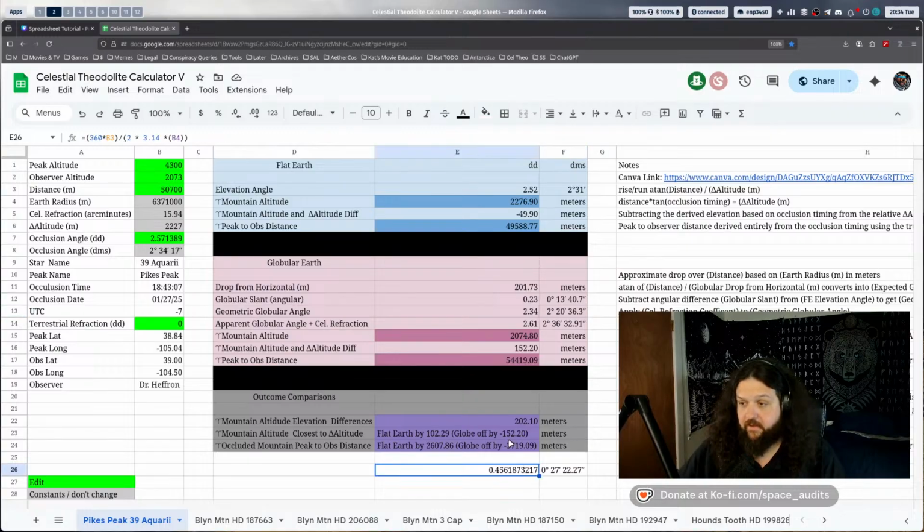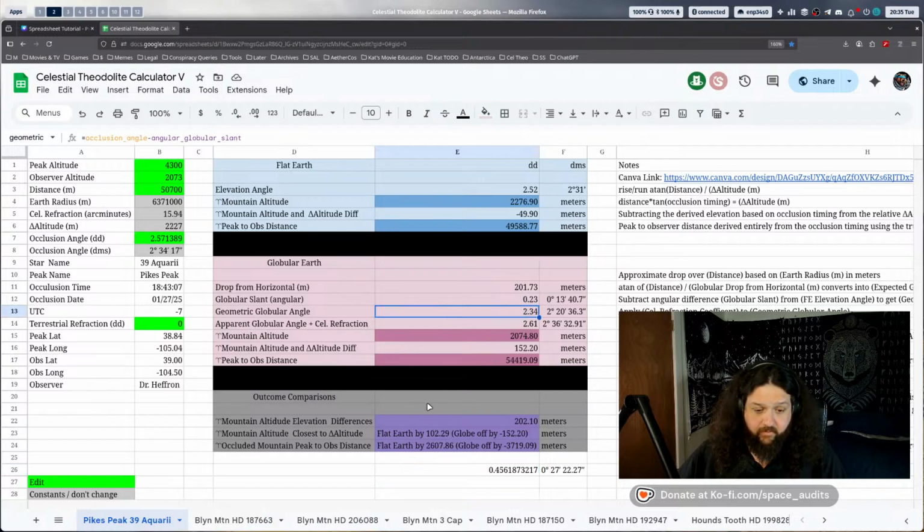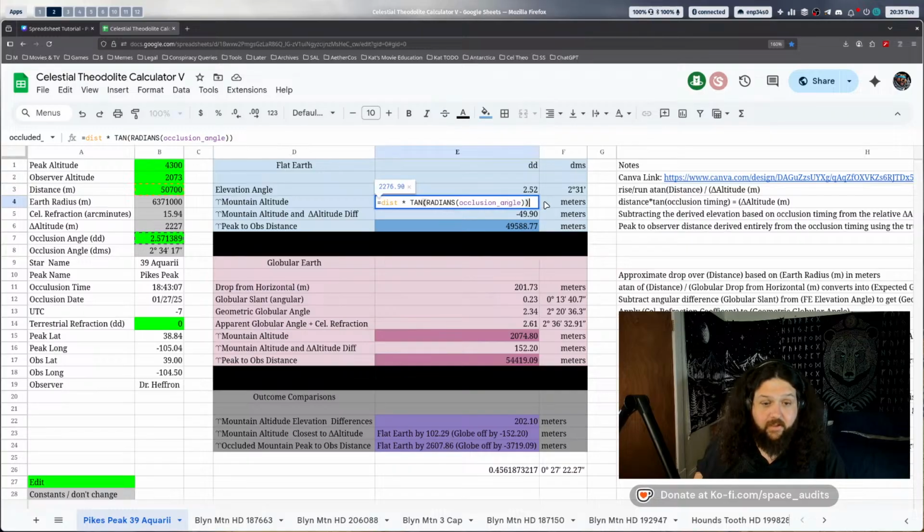So that we can all see both comparisons for the Jesse method and the actual Heffron method. Doing the Jesse method here, we have this prediction. To lay out what happens next, we can calculate using the tangent function this time. We can do the distance times the occlusion angle to get the altitude in meters.